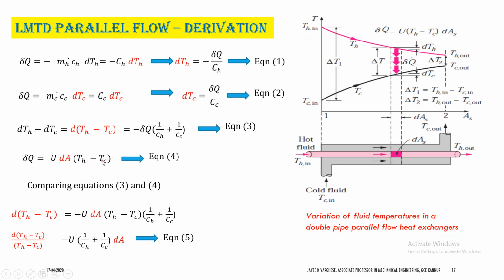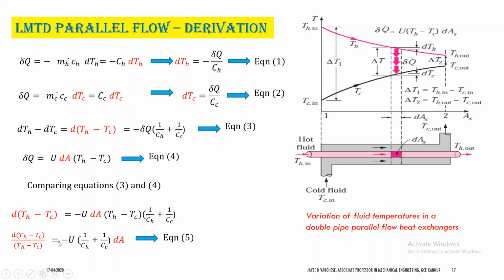We can write d of Th minus Tc is equal to minus of, now dQ is written as U dA into Th minus Tc, into 1 by Ch plus 1 by Cc. It is clear, there is no scope of any doubt.